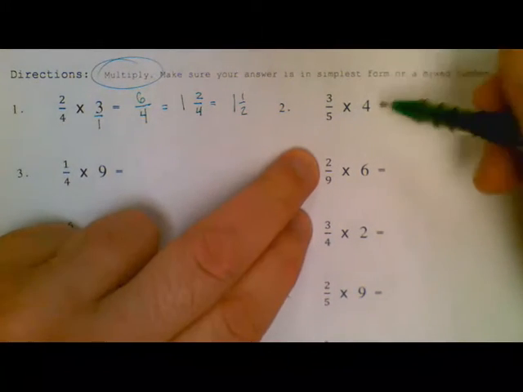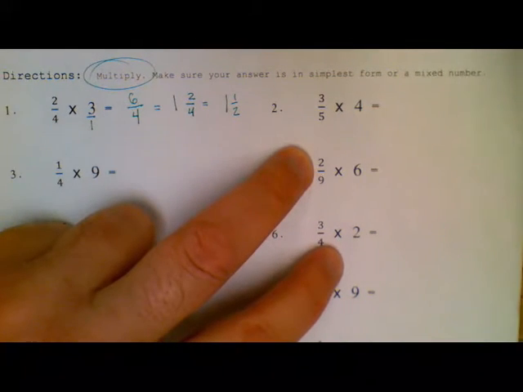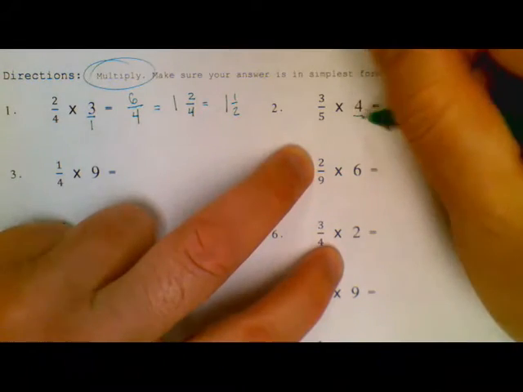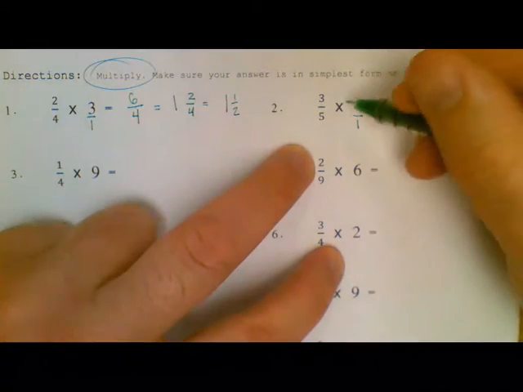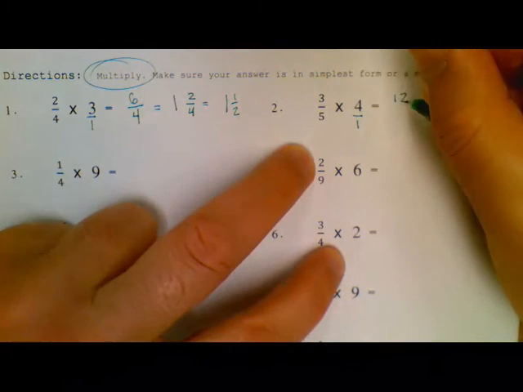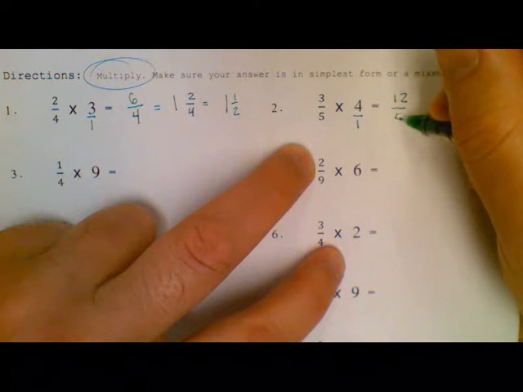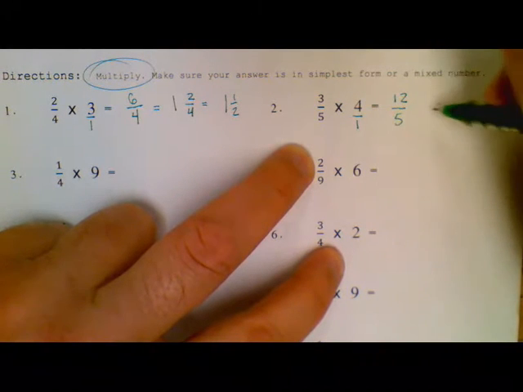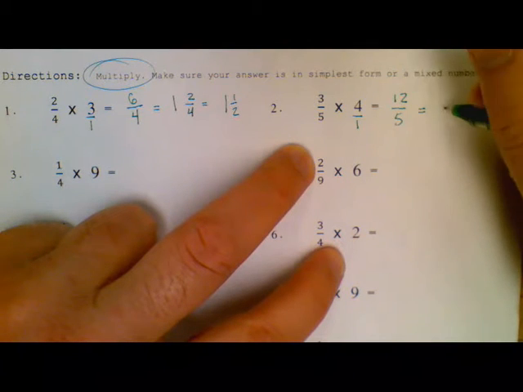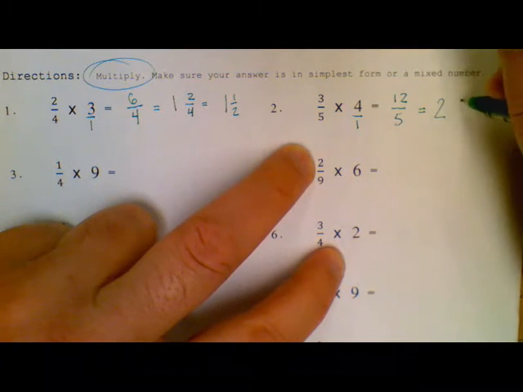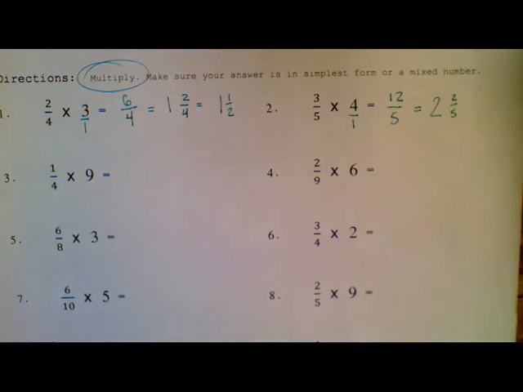Okay, let's do that over here. All right, we have 4 pizzas and they all have 3/5 of their slices. So let's put the 4 on a pedestal. Let's put it on a 1. So now we have a fraction times a fraction. 3 times 4, 12. 5 times 1 is 5. All right, now let's reduce it. Count by 5s up to 12. 5, 10, 2 of them, big 2, and 2 out of 5 left over, okay?